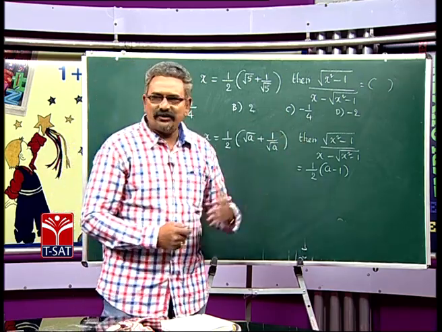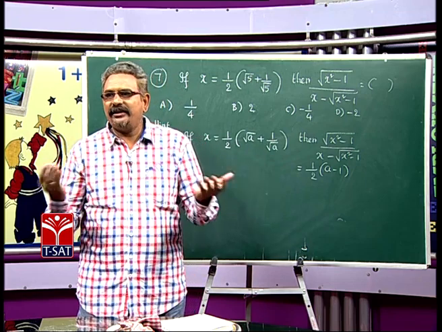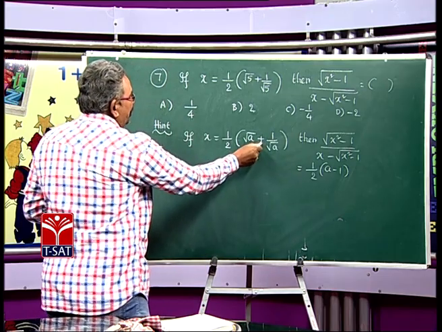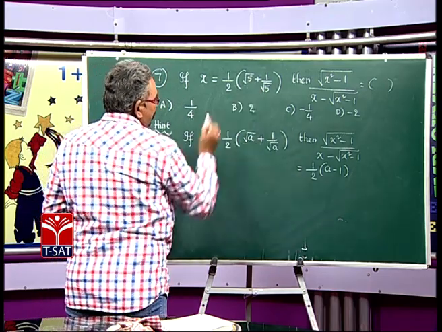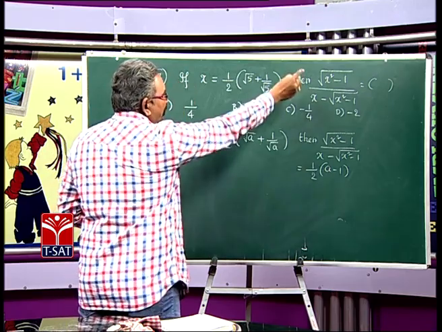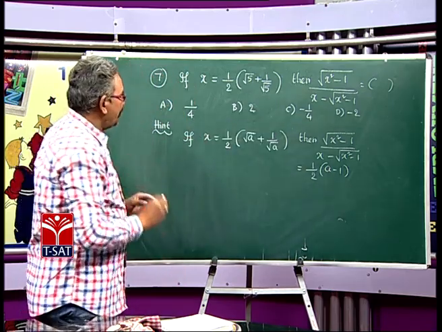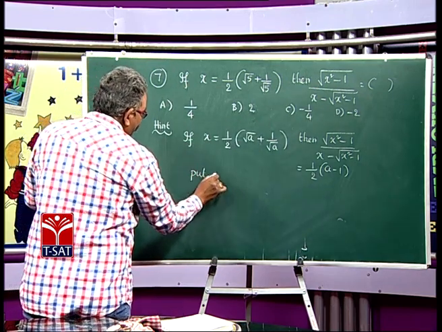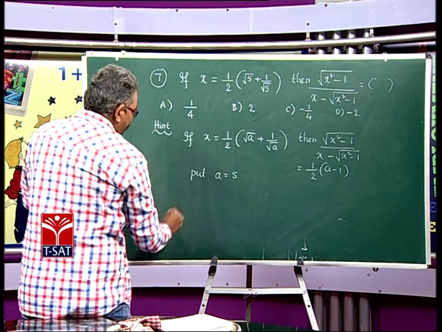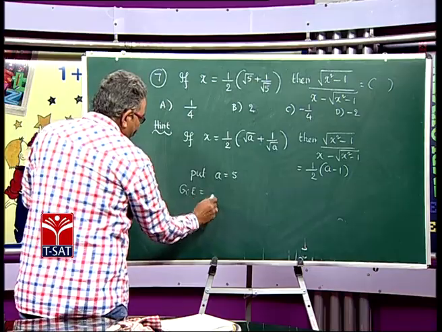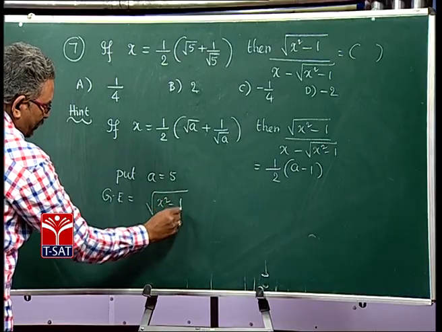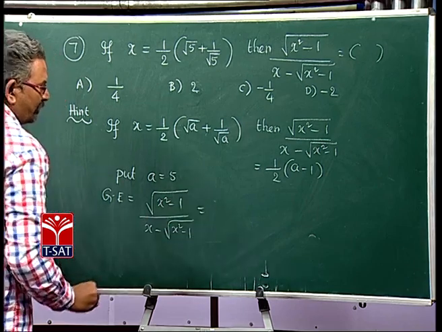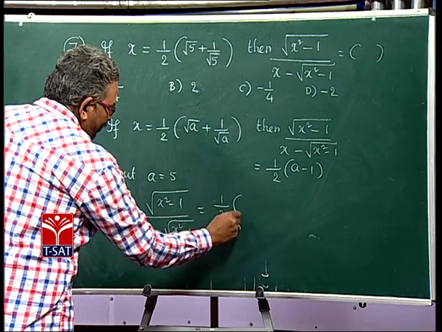But in this examination we have 1 mark or half mark like that in any competitive entrance examination. So now very simple, just compare this one to this one, a will be 5. If you put a is equal to 5, we get our answer. That is why now put a is equal to 5. Now given expression becomes root of x square minus 1 by x minus root of x square minus 1 is half into 5 minus 1.